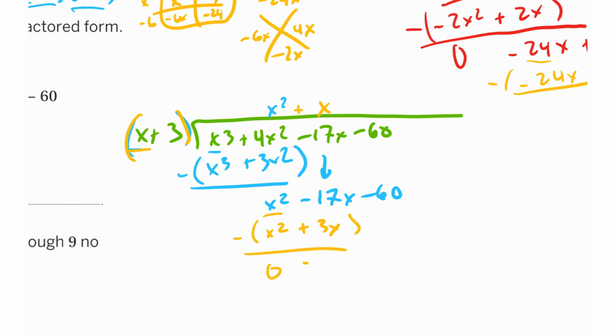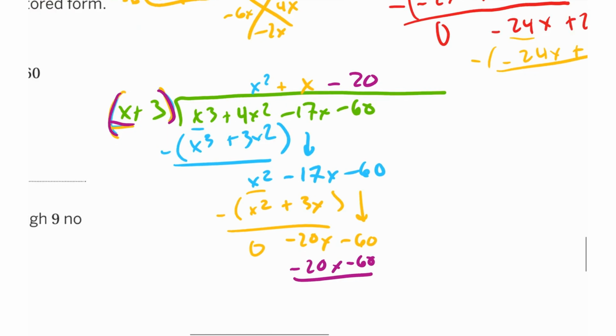17x minus 3x is negative 20x. Bring down negative 60. And x times negative 20 gives me negative 20x. When I multiply, negative 20x minus 60, which is good. I subtract those 2 and I get a remainder of 0.